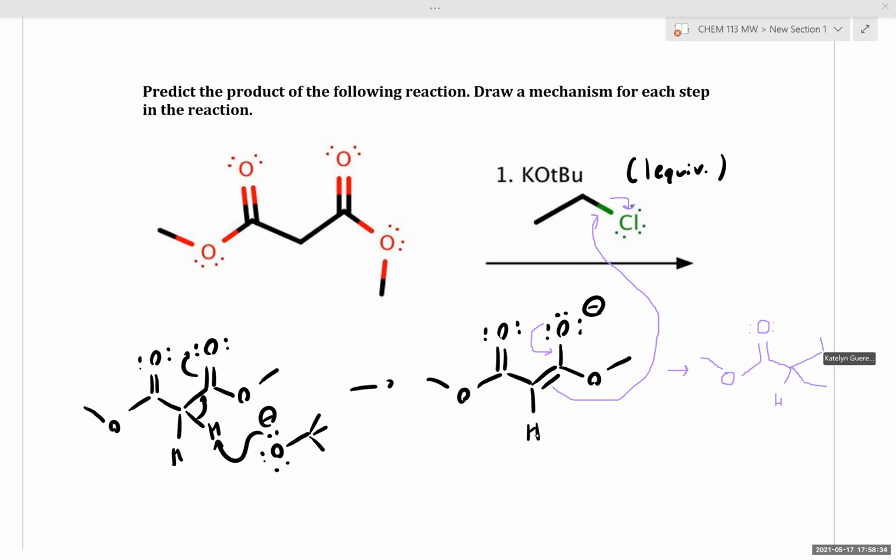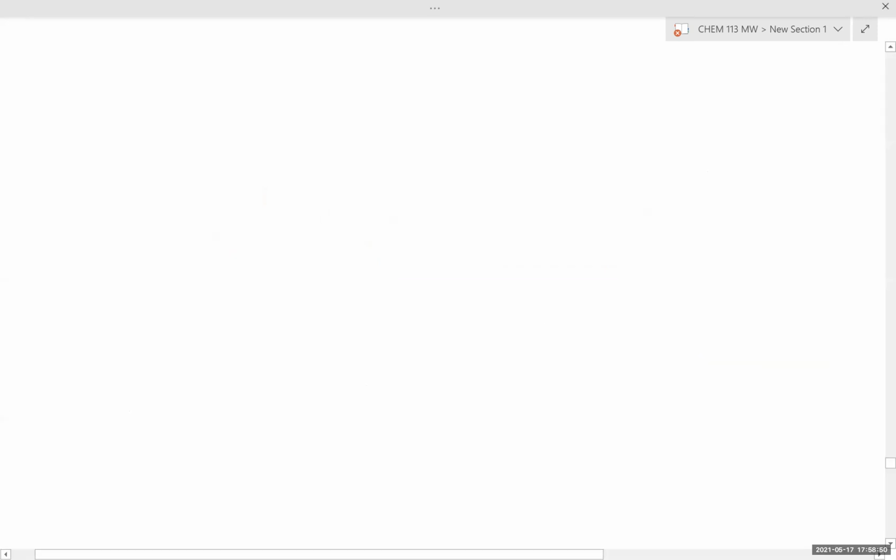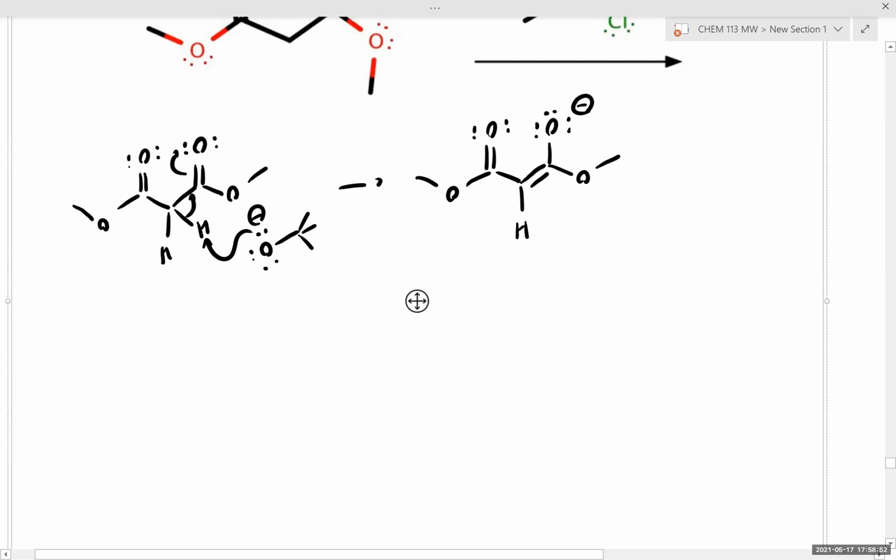Yep, exactly right. This alkylation installs our alkyl group at the alpha position. Perfect. So these student proposed mechanisms look great. So let me clear the annotations and let's move on and re-annotate the next step in this mechanism.